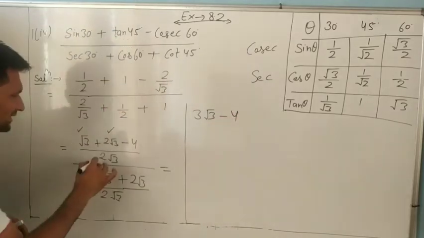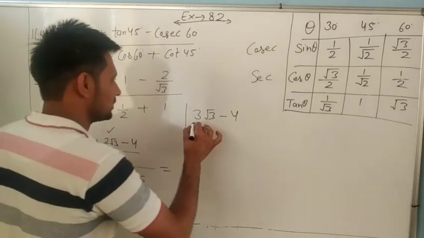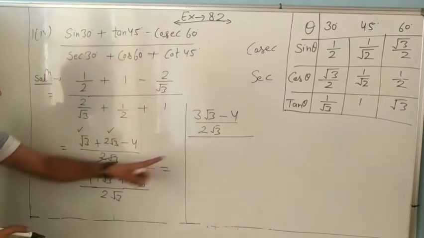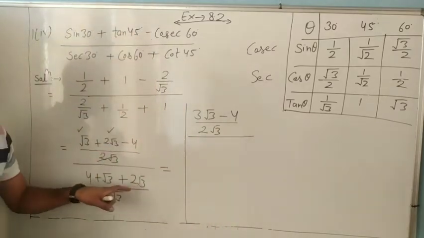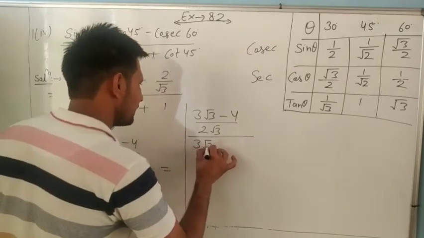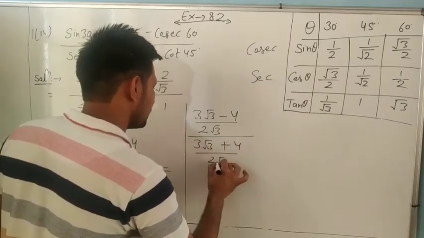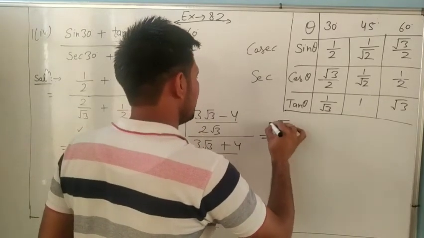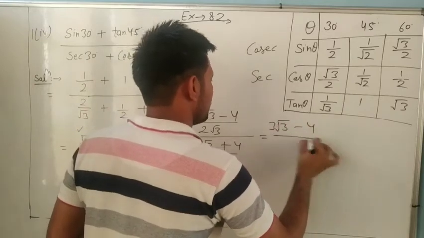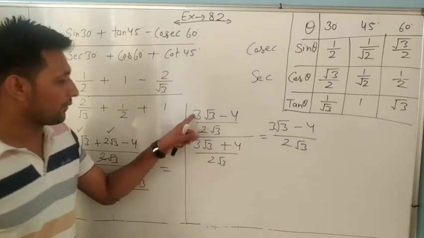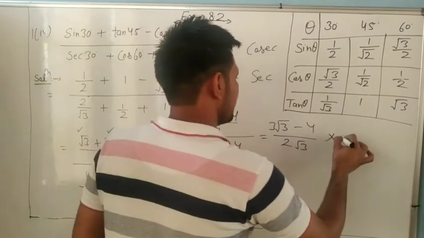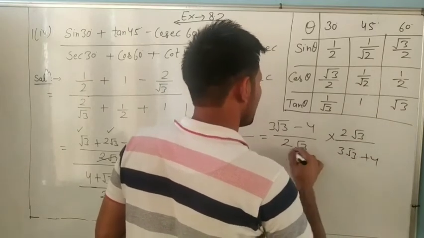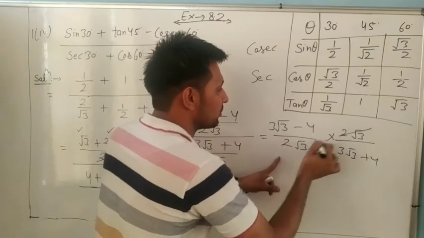You can cancel directly this one and this one, otherwise you will write it like this: 2 root 3. Now this one, the big sign. Now root 3 plus 2 root 3 is 3 root 3, minus 4, divided by 2 root 3. Multiply first, so 2 root 3 upon 3 root 3 plus 4. It is 2 into root 3. Do both cancel or not?